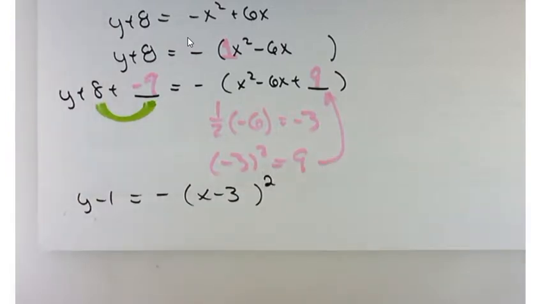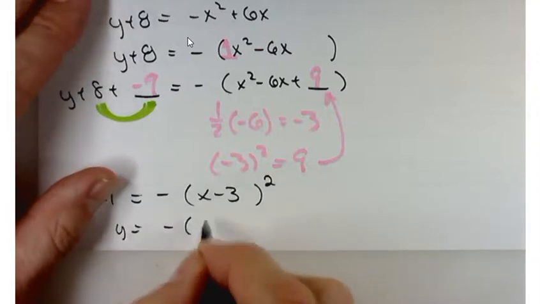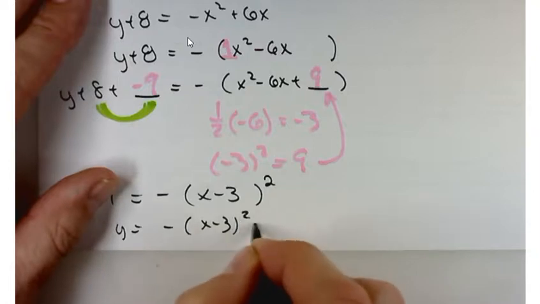Almost done. The last thing to do is to move that 1 to the right-hand side. I get y equals negative of x minus 3 squared plus 1.